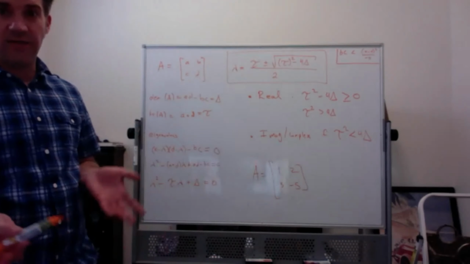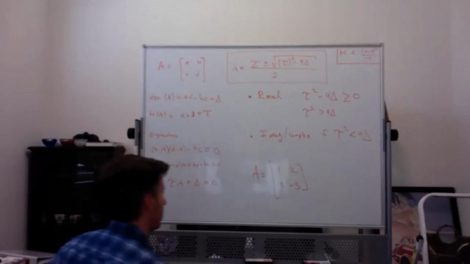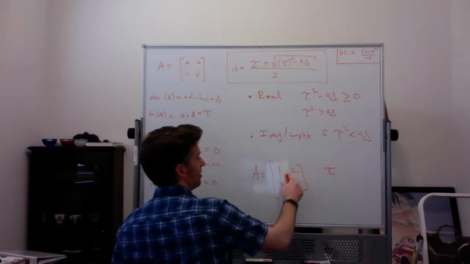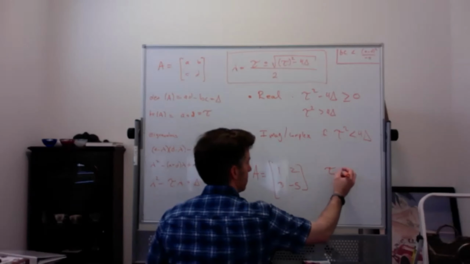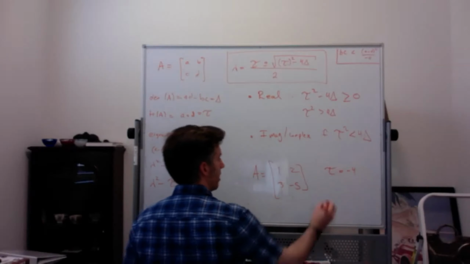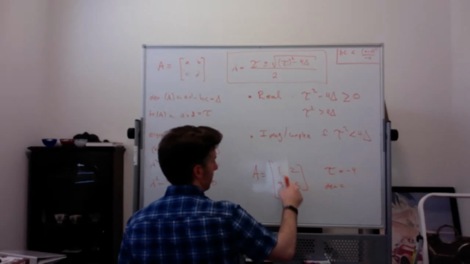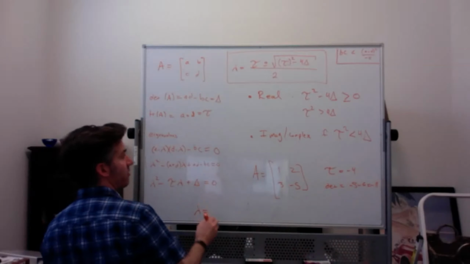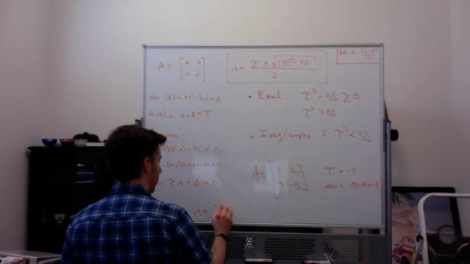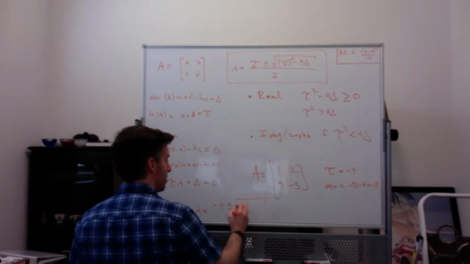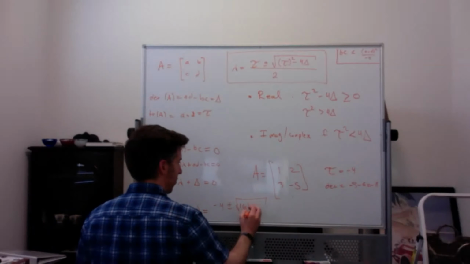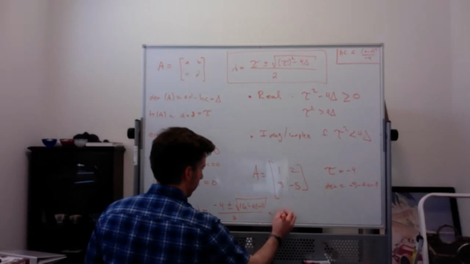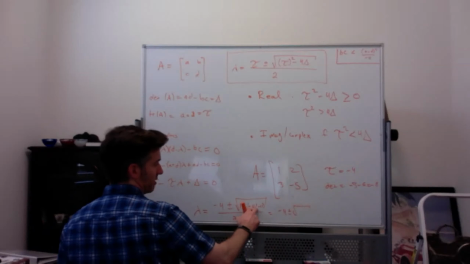I can tell really fast if my eigenvalues are real or not. What is the matrix? 1, 2, 3, negative 5. Thank you. So my trace is negative 4, and my determinant is negative 5 minus 6, which is negative 11. So my eigenvalues are the trace, negative 4, plus or minus the square root of negative 4 squared minus 4 times the determinant, all over 2 times 1. That's negative 4 plus or minus the square root of 16 plus 44.